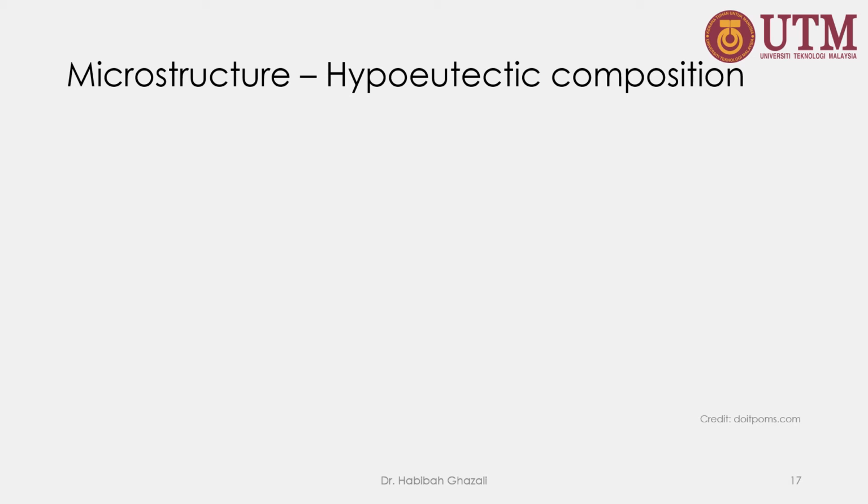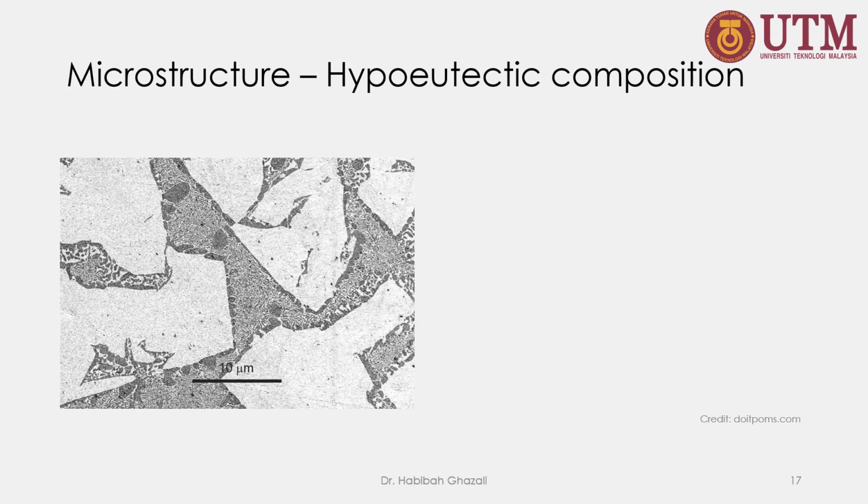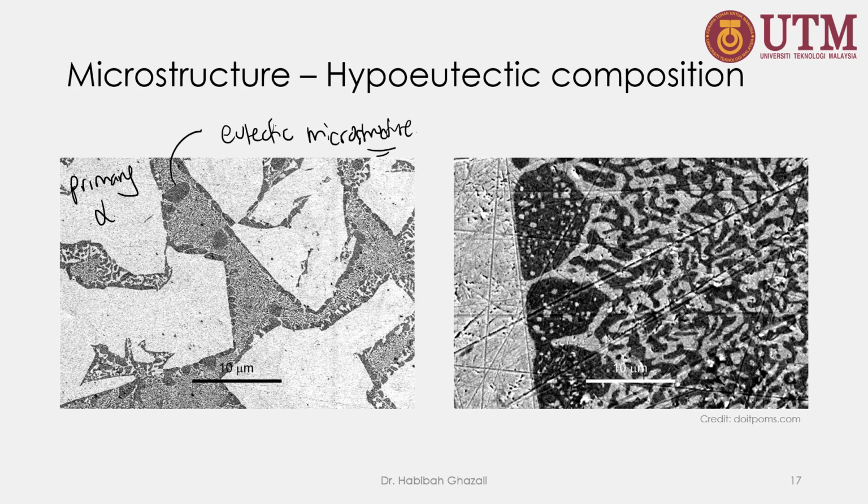So the real microstructure of hypoeutectic composition under the microscope will look like this. The microstructure consists of primary alpha with eutectic microstructure. And this eutectic microstructure, if we go for higher magnification, we can see it consists of alpha and also beta solid solution sitting right next to each other in lamellar microstructure.